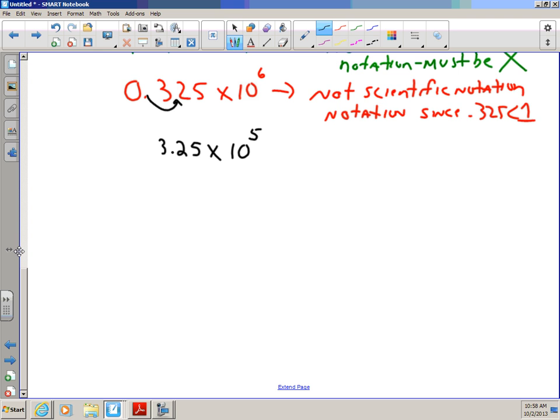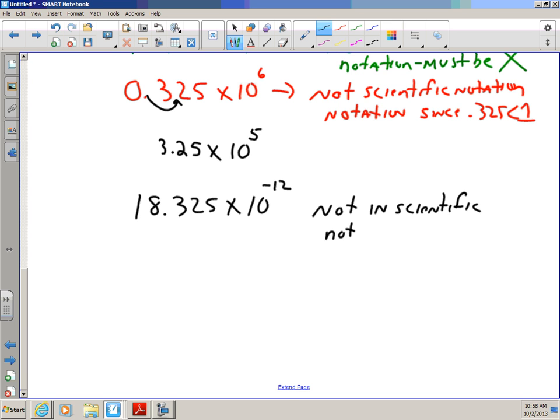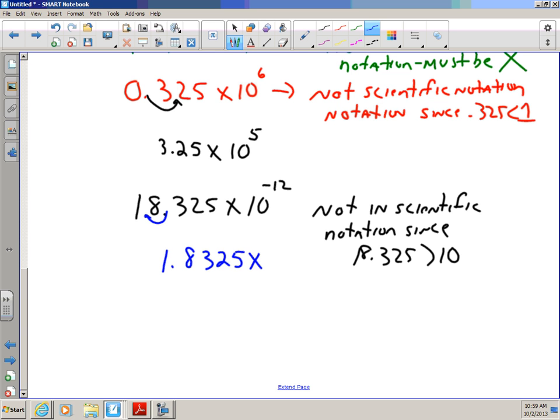And the other example, 18.325 times 10 to the negative 12th. Well, this is not in scientific notation because 18.325 is greater than 10. But again, I can clean that up by moving the decimal one place to the left. Since I made this smaller, I make that exponent larger by one decimal place.